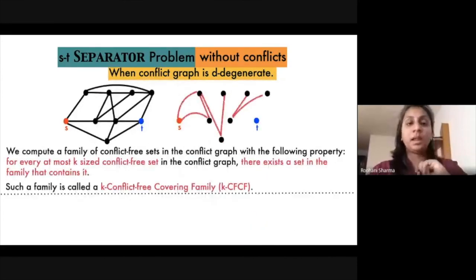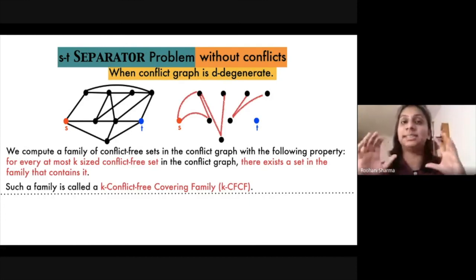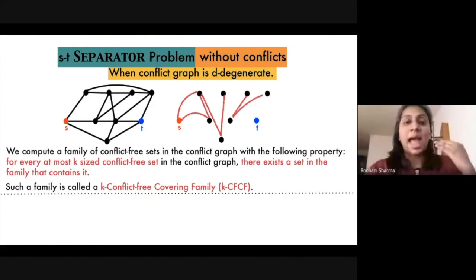This is the most crucial tool that we have. We compute a family of conflict-free sets in the conflict graph with the following property: if you look at any conflict-free set of size at most k in the conflict graph, there exists some set in the family that contains it. So the family might not contain all conflict-free sets of the conflict graph, but it definitely contains enough sets such that any conflict-free set of size k is contained in it. And we call this family a k-conflict-free covering family.